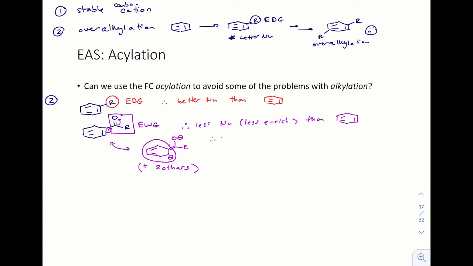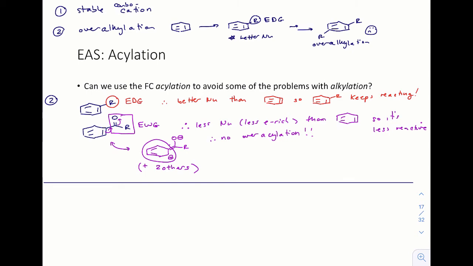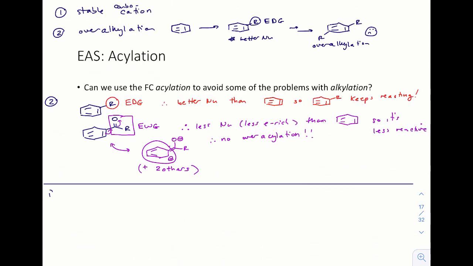So there is no overacylation. The product is actually less reactive than the starting material. Problem number 2 solved. All right, problem number 1.